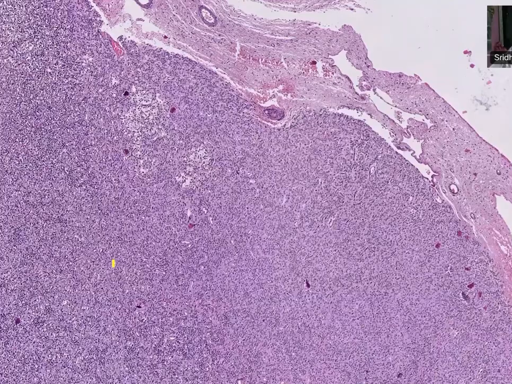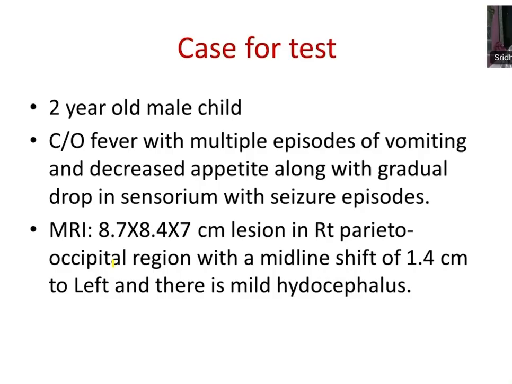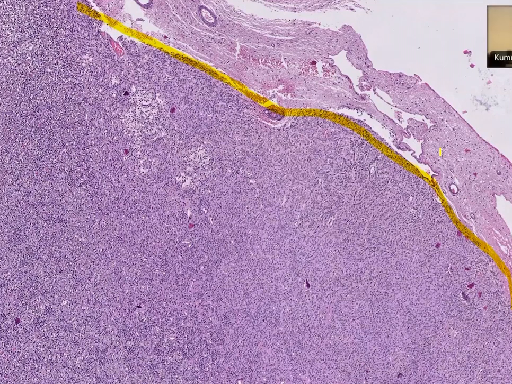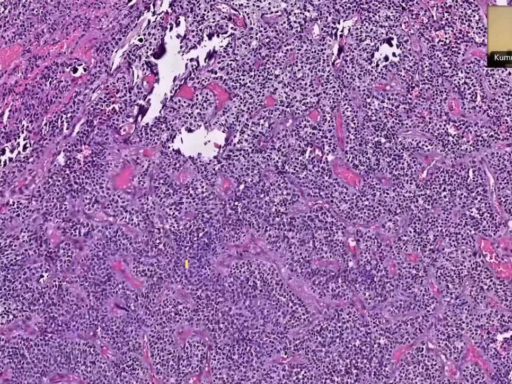So what is a 2-year-old baby in a right parieto-occipital region, supratentorial location? What is it? Sir, we can see a well demarcated, highly cellular tumor, and a normal native parenchyma, not leptomeningeal lining. A well demarcated tumor with densely packed tumor cells. And the tumor cells, how are they arranged?